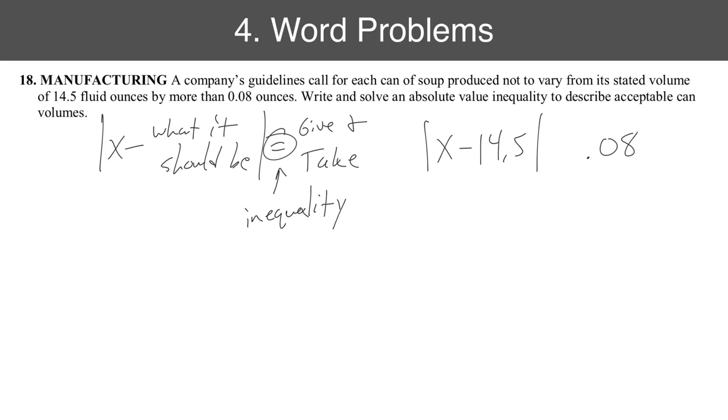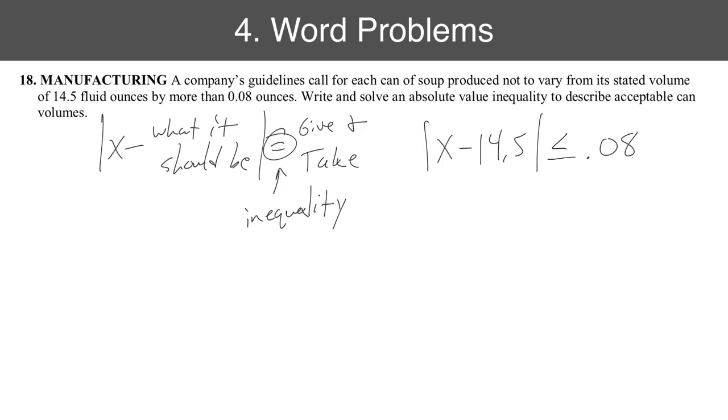Now the question is, what type of inequality symbol do we use? So you have to think about it. Is it going to be an and problem, an or problem? Are you trying to be inclusive or exclusive? Are you talking about what it can be or what it's not going to be? So if you look at the last sentence, it says to describe acceptable can volumes. So if we're talking about the ones that are acceptable, we're talking about an and problem, which would make it less than or equal to.